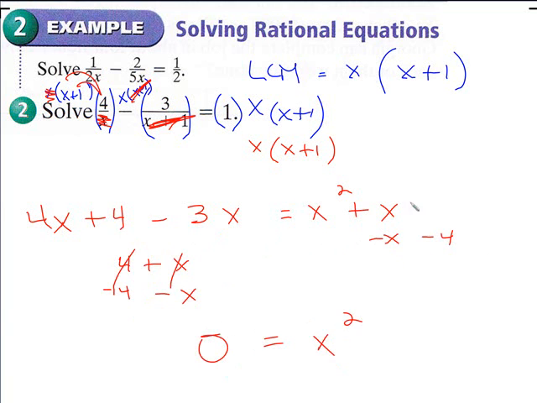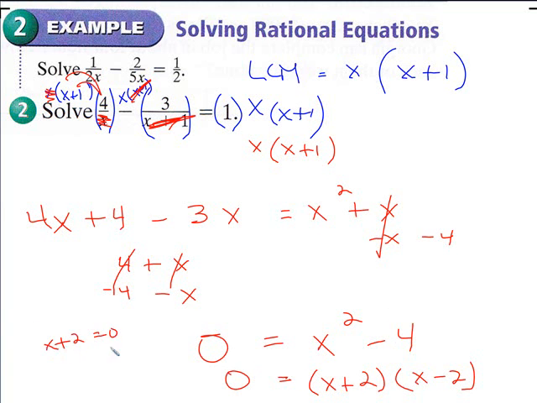We have the x squared. These cancel. Negative 4. Basically this is a difference of squares: x plus 2, x minus 2 is equal to 0. So take these, set them equal to 0. X plus 2, so x is going to equal negative 2. X minus 2, set it equal to 0. So x is going to equal 2. Or you could use the square roots method that you learned in chapter 5: add 4, square root both sides. That works too. Okay?